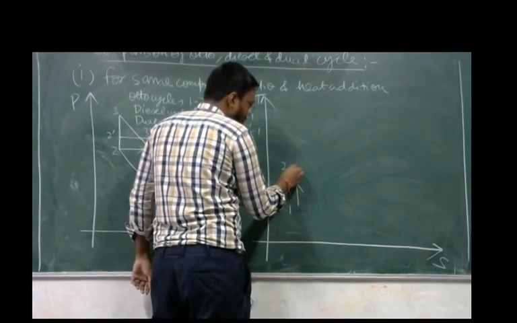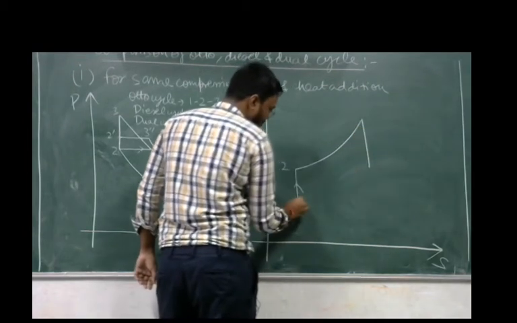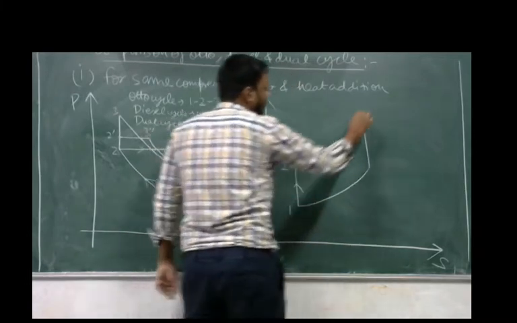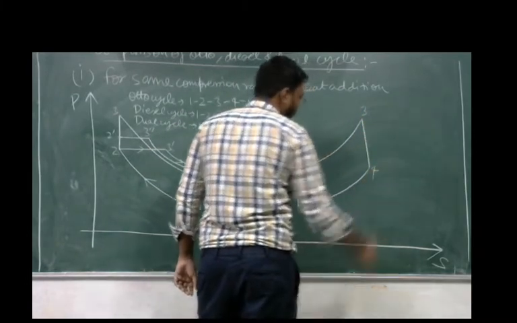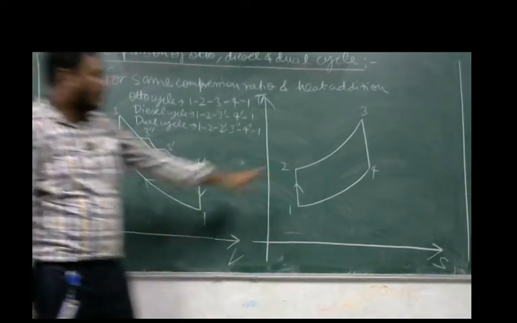Otto cycle. 2 to 3 we can draw like this, 1 2 3 4. Okay, so this is for Otto cycle 1 2 3 4.